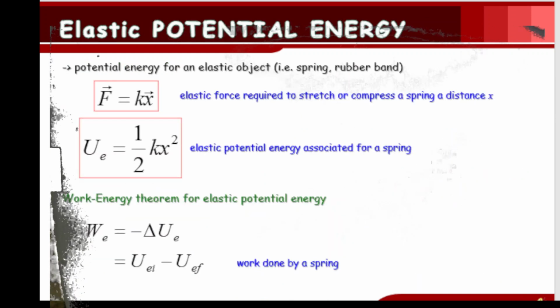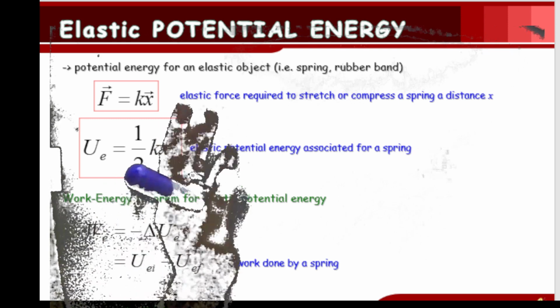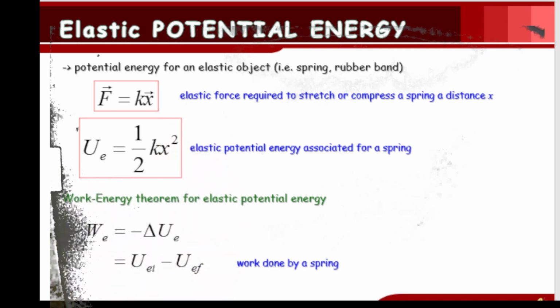Okay. So the potential energy for an elastic object, such as the spring or rubber band, is what we call the elastic potential energy. Due to gravity, that is gravitational potential energy. But due to elastic objects such as springs or rubber bands, we have elastic potential energy.